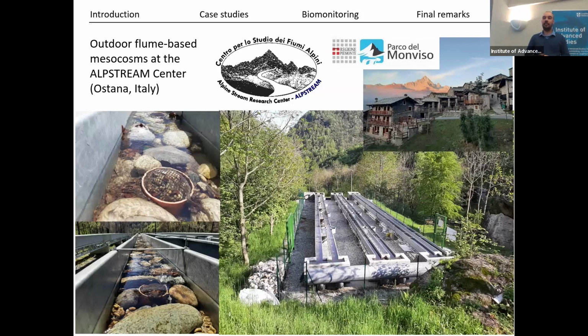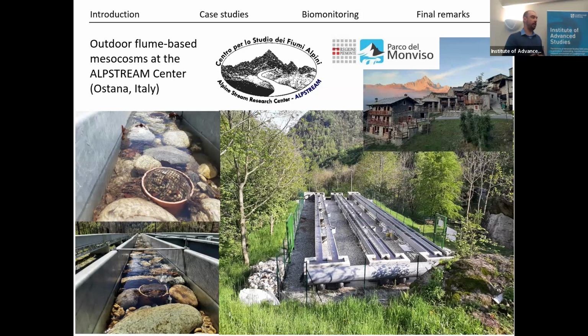In the last few slides, I would like to mention another approach to study fine sediment in rivers. I refer in particular to the use of flume-based mesocosms. Mesocosms in ecological studies offer a lot of possibilities and advantages. For example, researchers are allowed to manipulate parameters like sediment, substrate composition, and flow, and in this way, we are able to perform manipulative studies. As a member of the Alpine Research Center in Ostana, a small but beautiful village in the Italian Alps near the border with France, I have access to that mesocosm facility you can see in the picture.